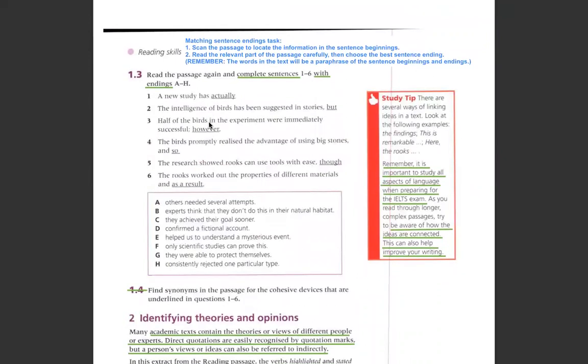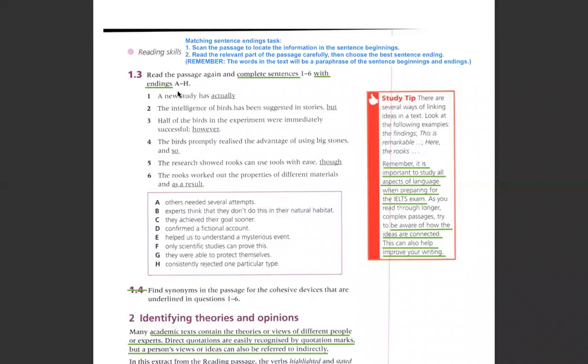So for matching sentence endings, you have in the question the beginning of sentences. Here we have the beginning of 6 sentences. We need to complete the sentences by choosing the correct sentence ending from the options in the box. Okay. So as you can see, we have more options, 2 extra options than there are sentences. So be aware that 2 of these you don't match. So this is how we should do matching sentence endings.